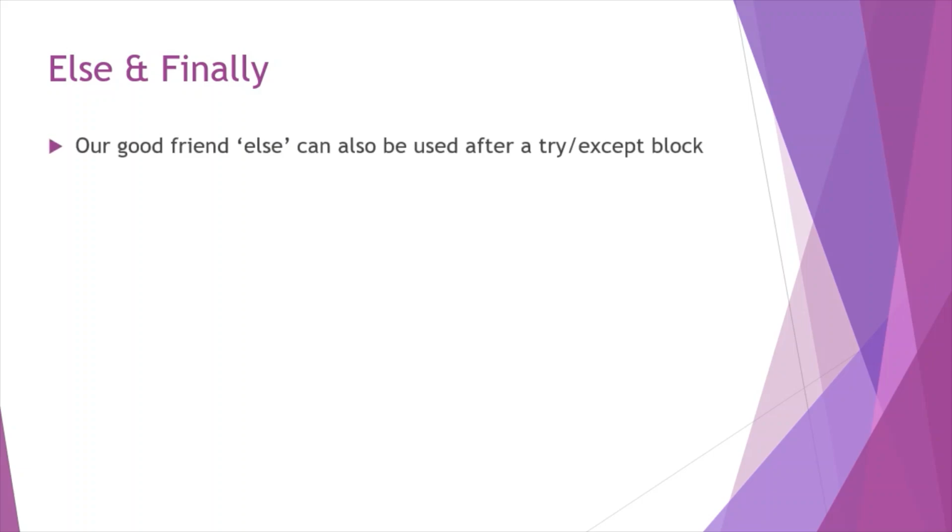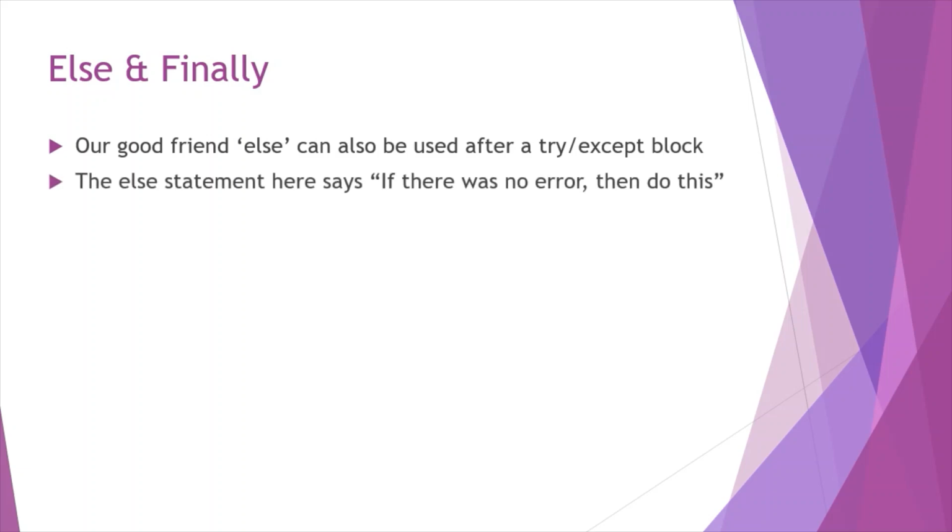So a little bit about else and finally before we go on to some code. Our good friend else can also be used after a try and except block. The else statement here basically says if there was no error, then do this. So if there was an error, the else statement is not run. If there wasn't an error, then the else statement is run. It basically allows your try block to be as small as possible and go around a little bit of code that you think may go wrong.